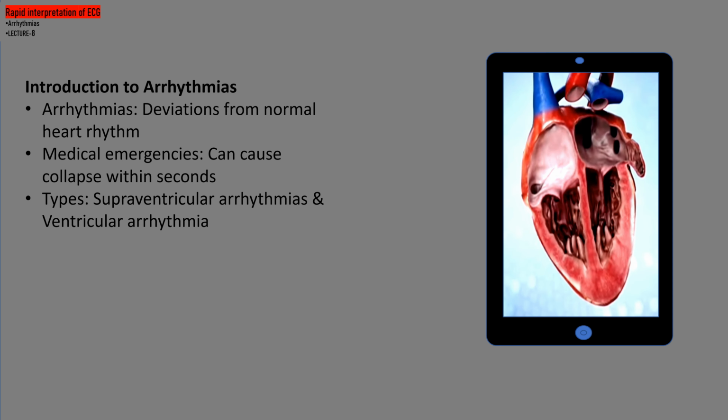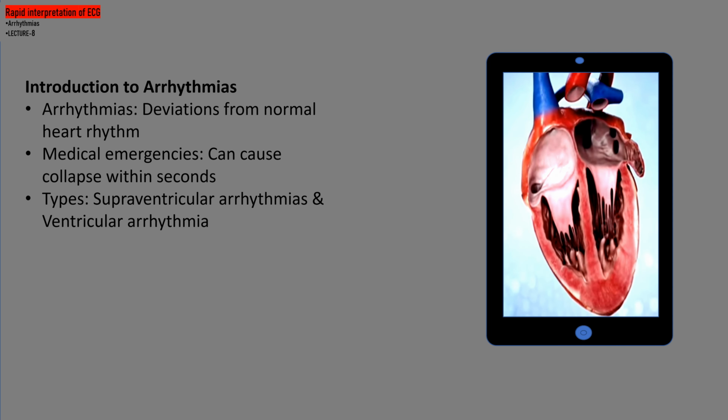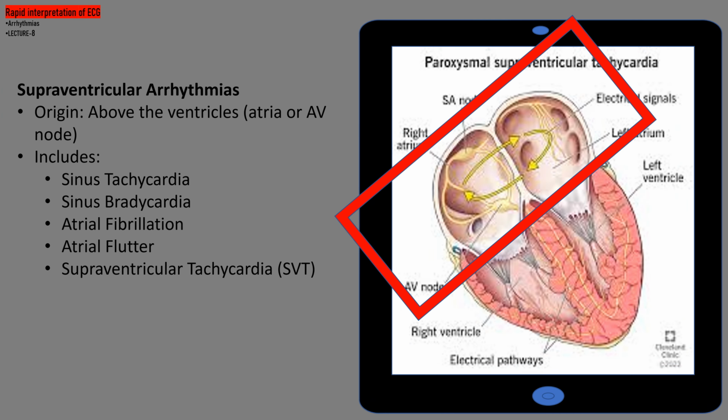Arrhythmias are classified into two main types: supraventricular arrhythmias and ventricular arrhythmias. Supraventricular arrhythmias originate above the ventricles, typically in the atria or the atrioventricular (AV) node. They include sinus tachycardia, sinus bradycardia, atrial fibrillation, atrial flutter, and supraventricular tachycardia, SVT.